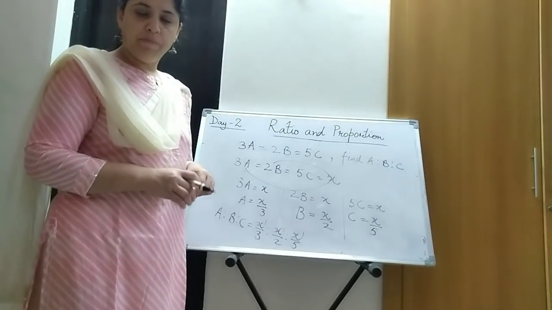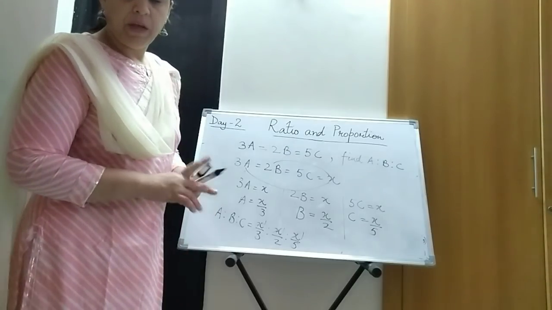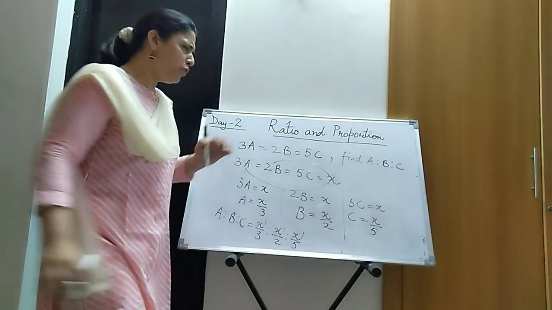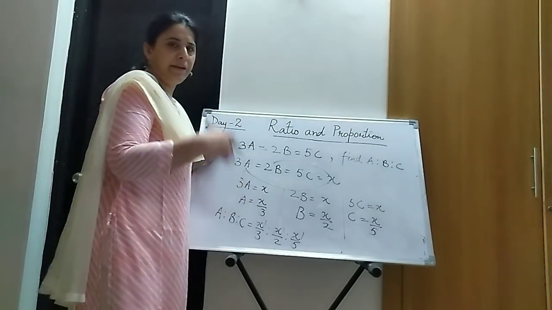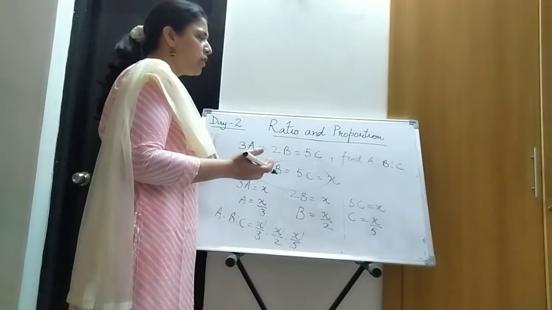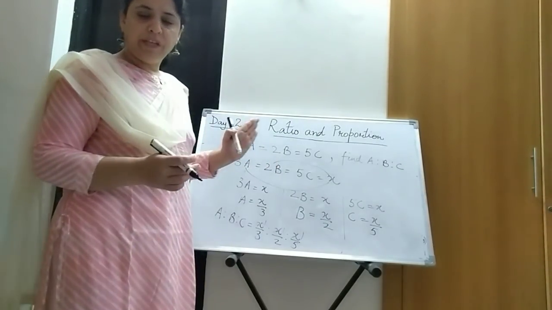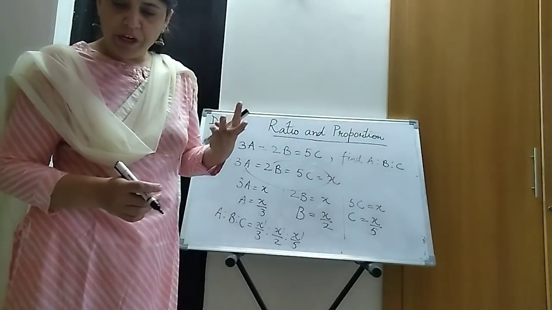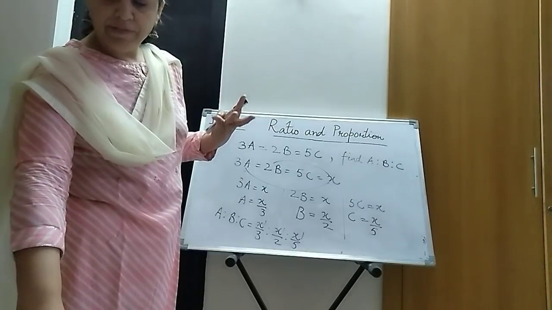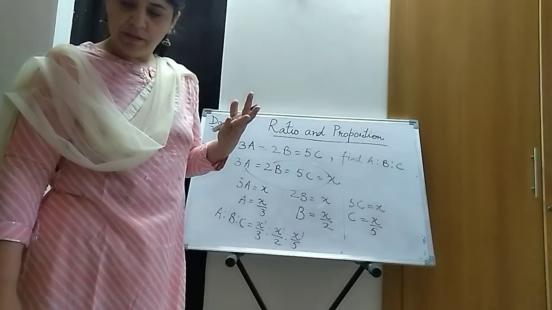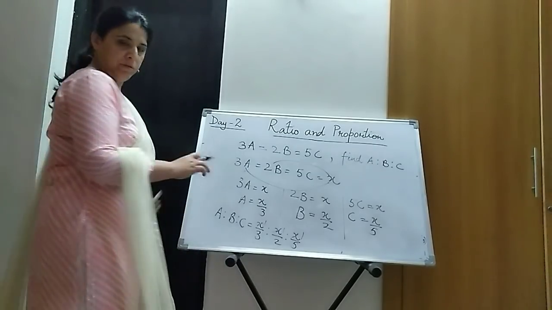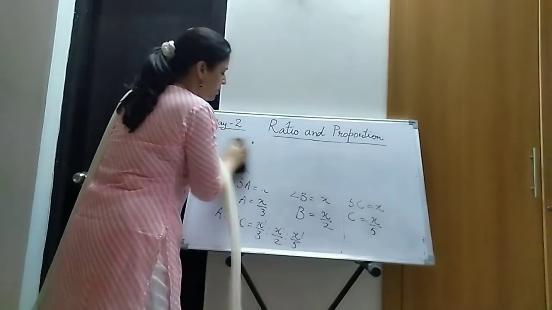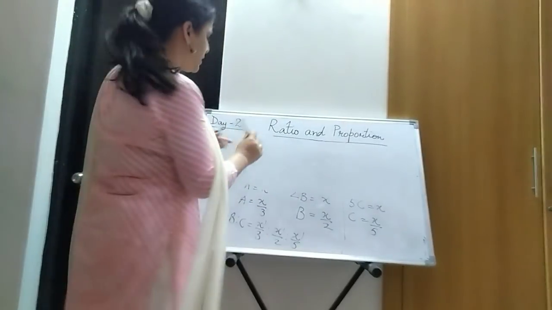Okay, this is question number 5 of your book. Now the other type I will take in the next class. Your homework for today is to do question number 3 to question number 8 of exercise 6.1.